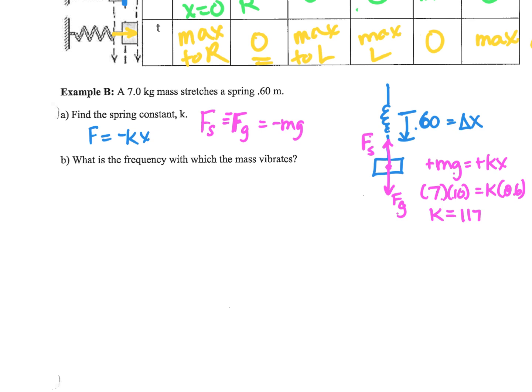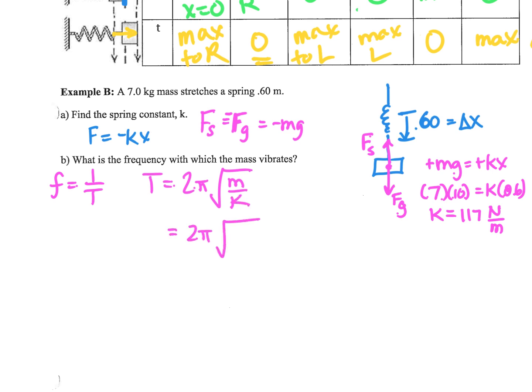It says, now, what is the frequency with which the mass vibrates? So we know frequency is equal to 1 over the period. Well, we know the period is equal to 2 pi square root of m over k. So if we plug this in, we get 2 pi times the square root of the mass, which is 7.0 kilograms, divided by k, which is 117. We multiply that out, we get about 0.65.